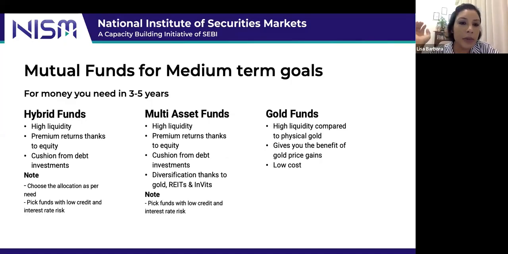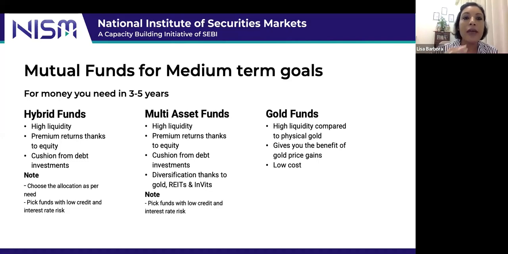Now, for your medium term goals, so for the money you need in, say, 3 to 5 years, here you can use certain funds which actually also combine other assets, because fixed income funds can only deliver returns up to a certain level. Remember, we said the risk return is such that higher the risk, higher the return. So fixed income instruments do not take high risk in that sense. So your return is also limited.